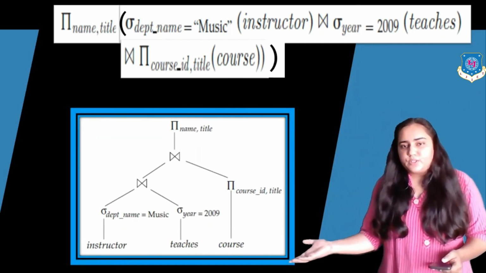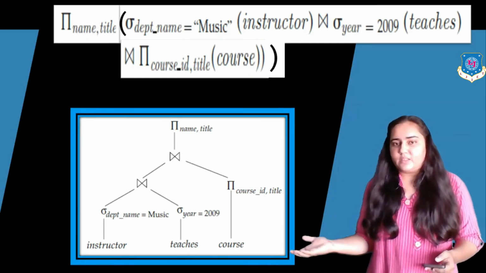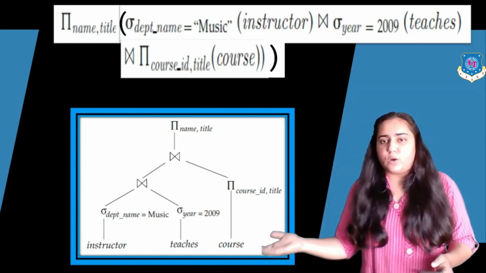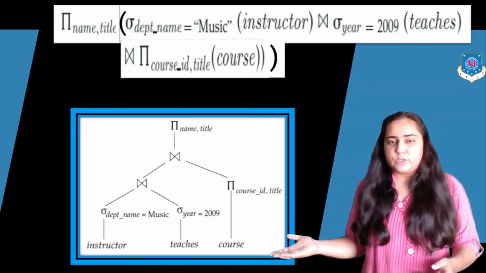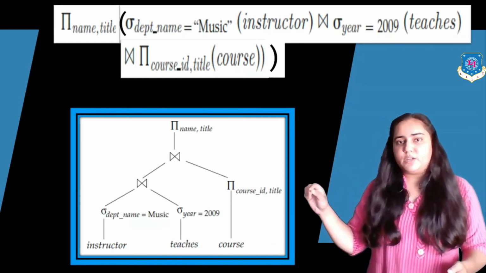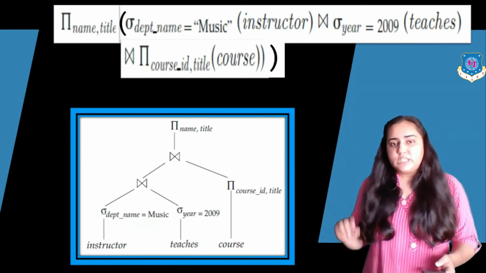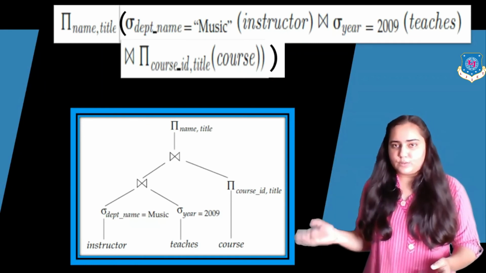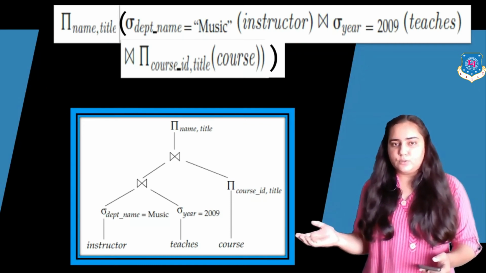First, you can see in the bottommost part, in the previous query, only course was there at the lowest level. But in this case, the course, teachers, and instructor, all three tables are present at the lowest level. And then I'm applying all the conditions to them. So to instructor, because I have individually applied dept name equal to music, I can apply that condition directly to instructor. To teachers, I have applied condition sigma year equal to 2009, which also I've individually applied. Then I can take a natural join between these two.